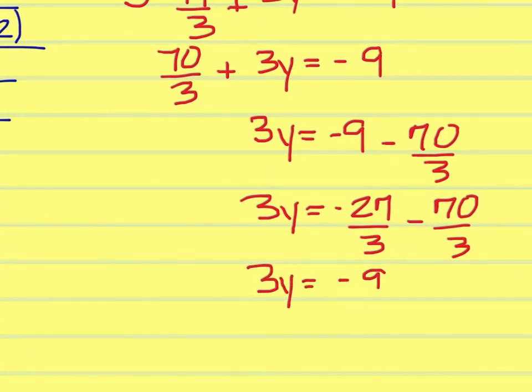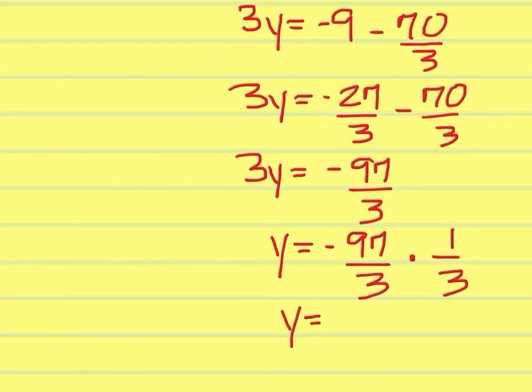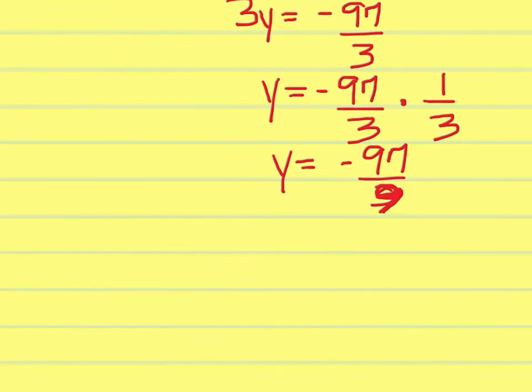So that's a negative 97 over 3 that I have to divide by the 3 that's over there on the left-hand side. Negative 97 over 3 divided by 3 is the same thing as negative 97 over 3 times 1/3. So you get a negative 97 over 3. Or not over 3, but that should be a 9. Make it a mixed number.